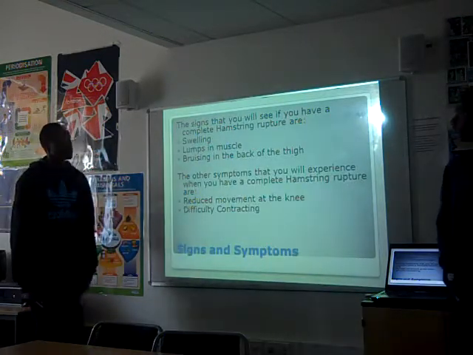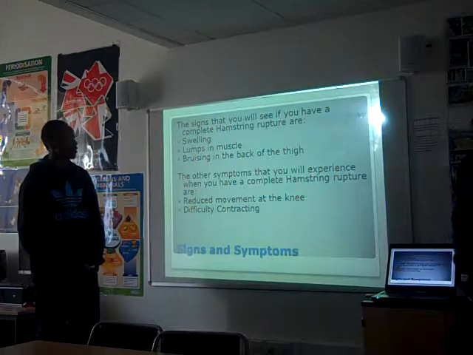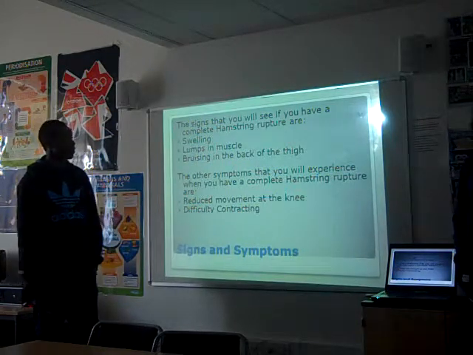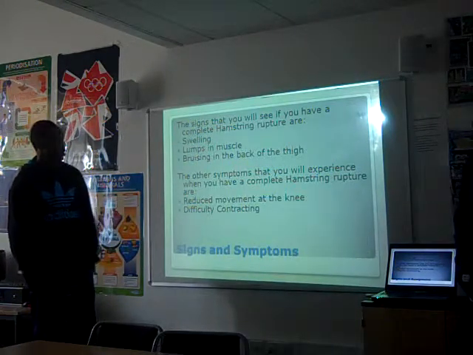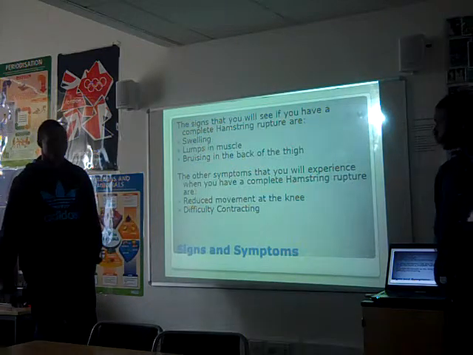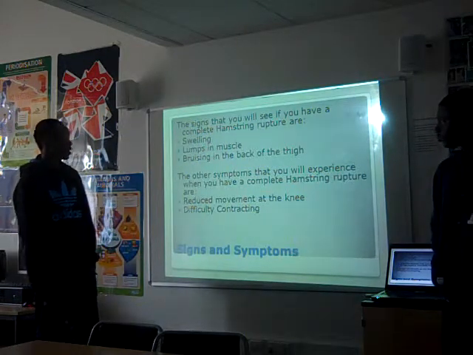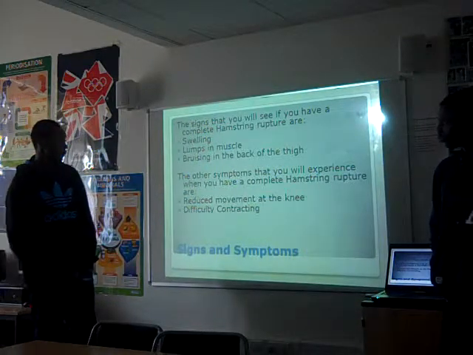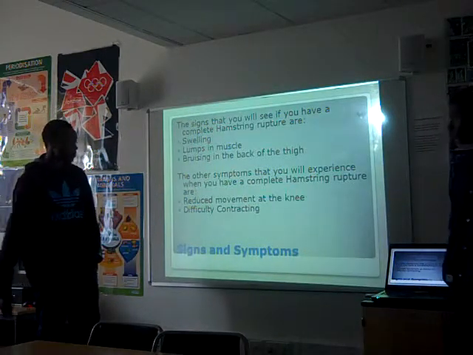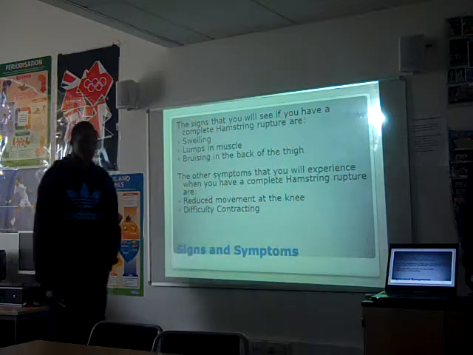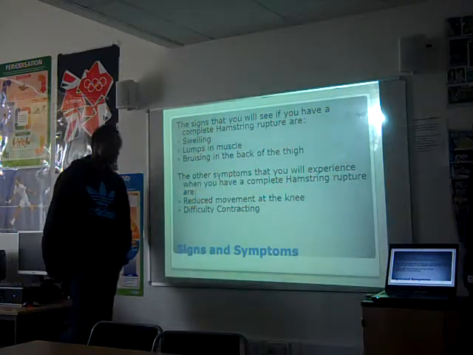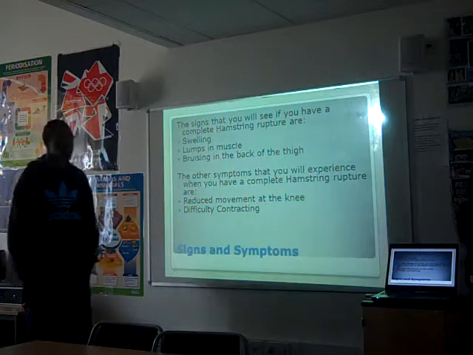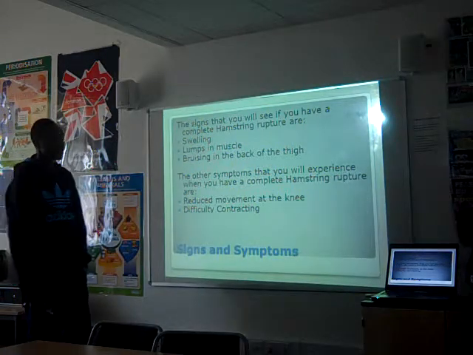Signs and symptoms. The signs that you'll see if you have a complete hamstring tear or rupture would be swelling, lumps in the area or in the muscle, so deformities, and bruising in the back of the thigh. Symptoms you would also experience would be reduced movement in the knee area, and you find it difficult to contract muscles in that area.